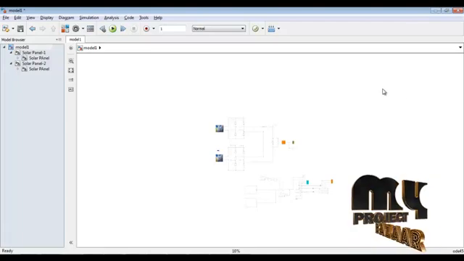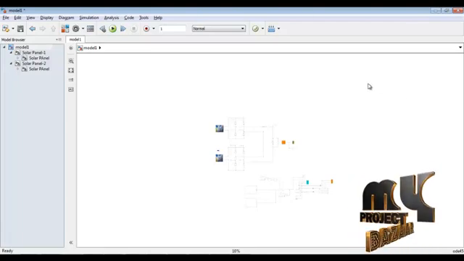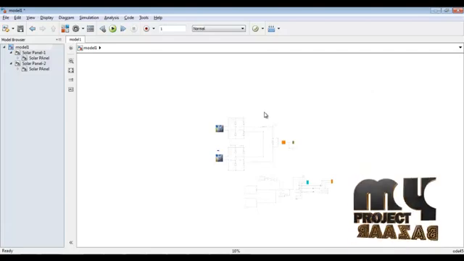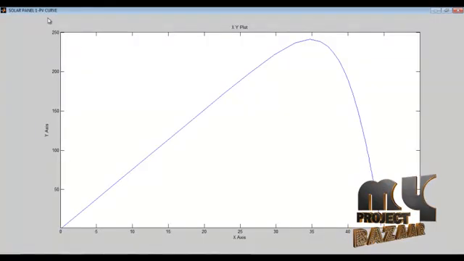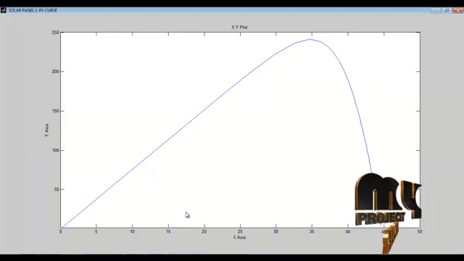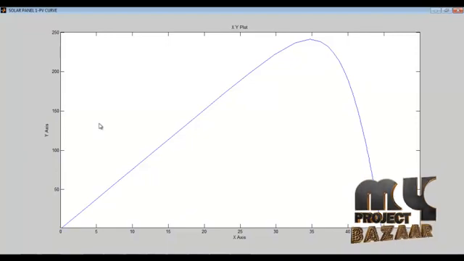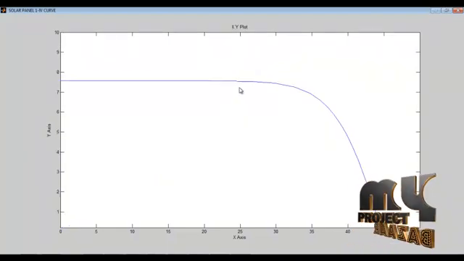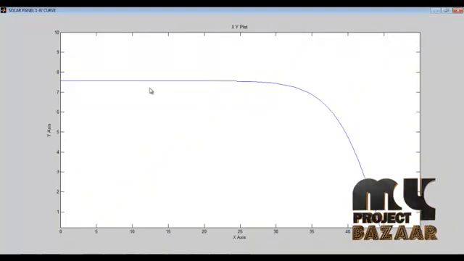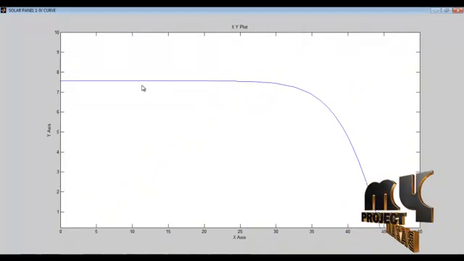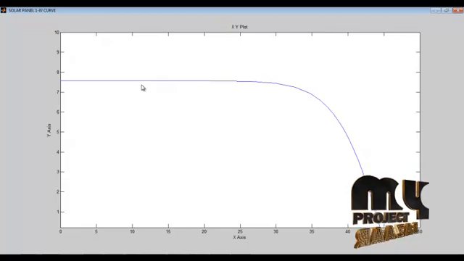Next we can see the results of our solar panel, cascade H-bridge inverter and the AC grid. First we can see the PV curve of solar panel 1. This is the power voltage curve of our PV characteristics. Second we can see the VI characteristics of solar panel 1. This is at 1000 irradiance and 25° temperature for solar panel 1.